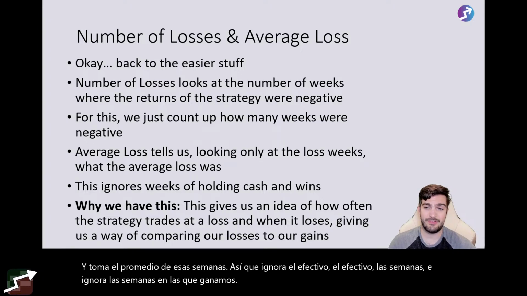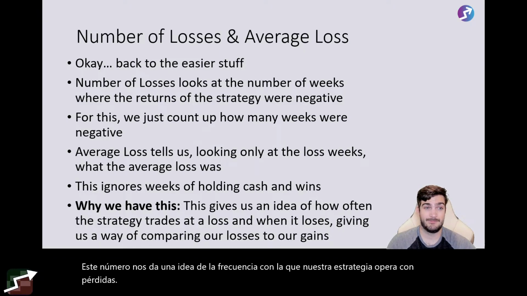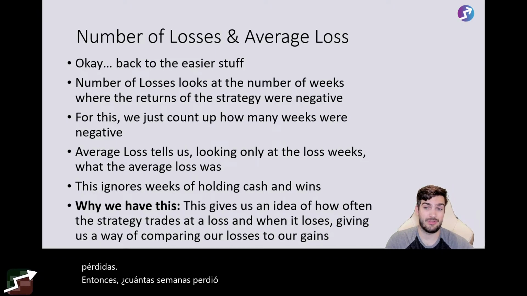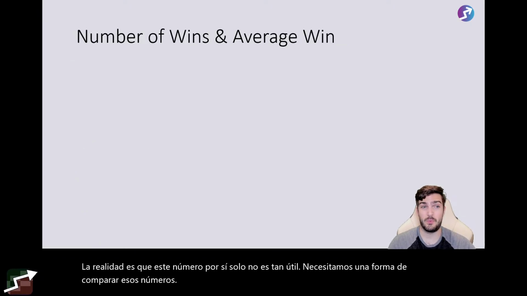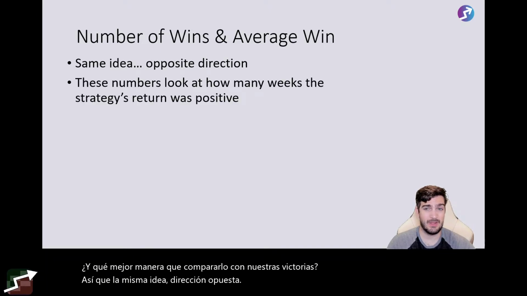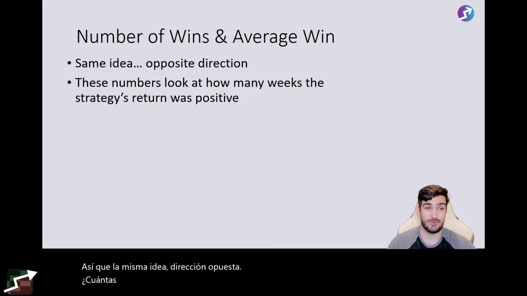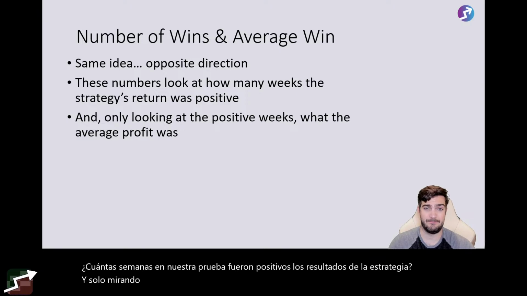This number gives us an idea of how often our strategy trades at a loss. So how many weeks did it lose? And when it lost, how big were its losses? The reality is, this number on its own is not that useful. We need a way of comparing those numbers. What better way than comparing it to our wins? So, same idea, opposite direction. How many weeks in our test were the results of the strategy positive? And only looking at the positive weeks, what's the average profit?